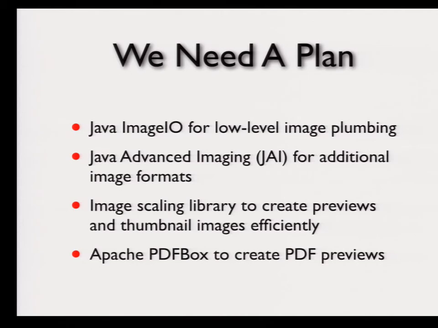First thing was using Java ImageIO to do this low-level plumbing of image processing. Maybe resort to those Java Advanced Imaging libraries in order to support additional formats like TIFF or JPEG 2000. Using an open source off-the-shelf library for image scaling. So basically you have this huge user uploaded image and you would like to generate 5 to 6 preview or thumbnail images, whatever. And for the PDF thing, I thought it's a good idea to revert to Apache PDFBox, which is able to basically create preview images of a PDF document.